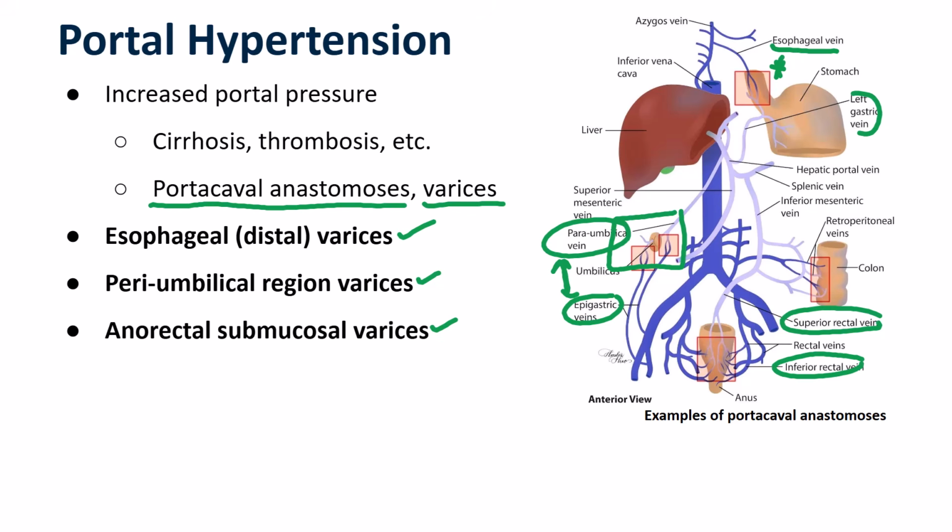So there is a mnemonic. It is not very empathetic, but when they refer to varices that may indicate portal hypertension, it's butts, guts, and caputs. Butts, guts, and caputs. Anorectal submucosal varices, esophageal varices, and caput medusae periumbilical varices.